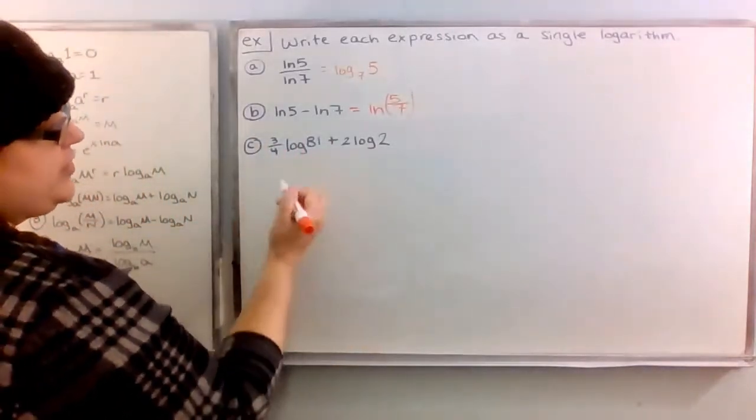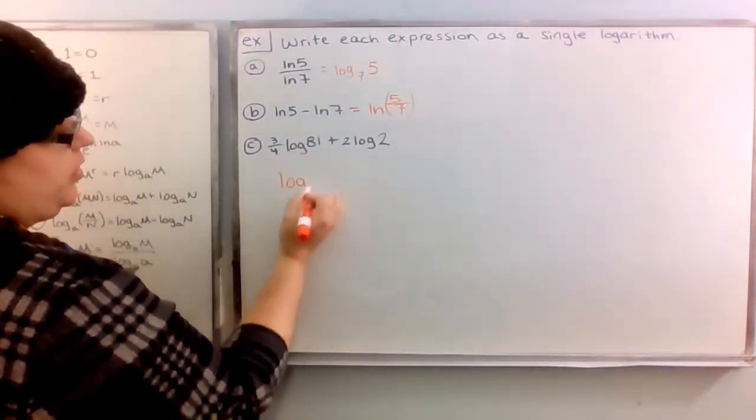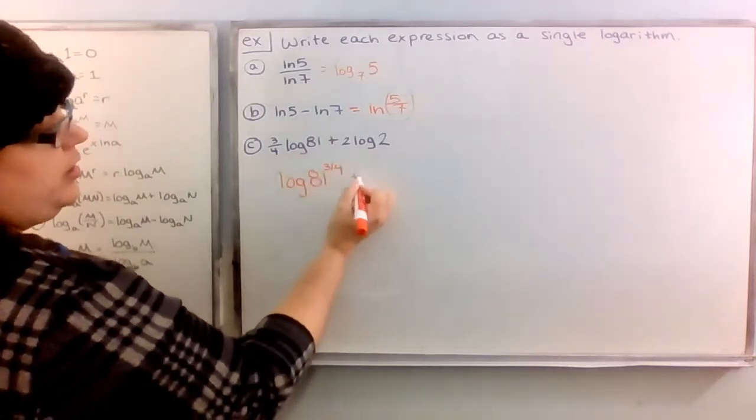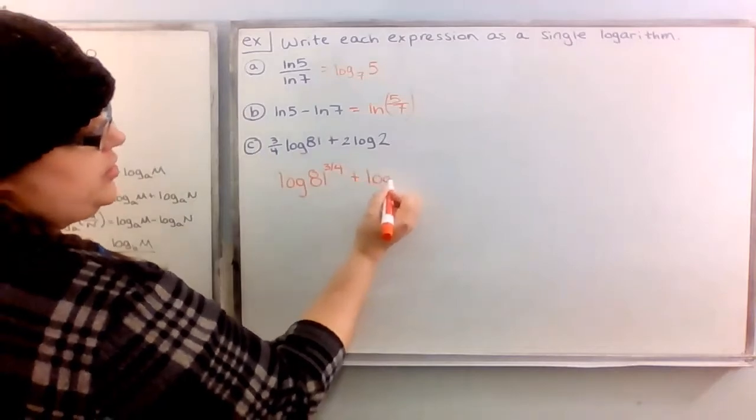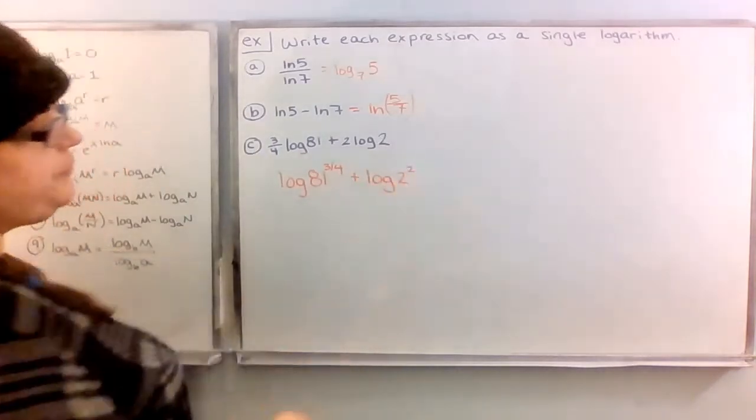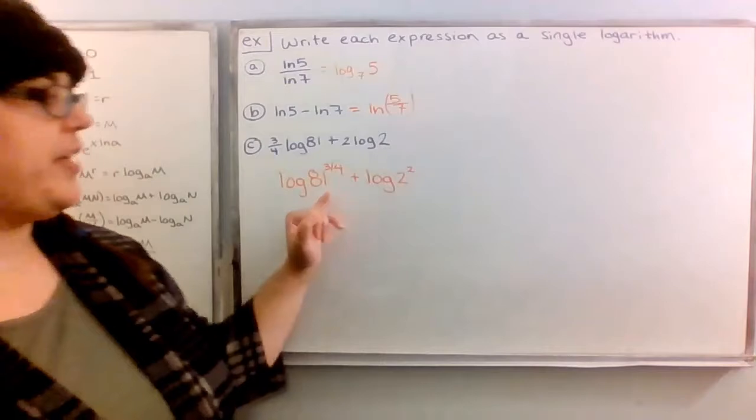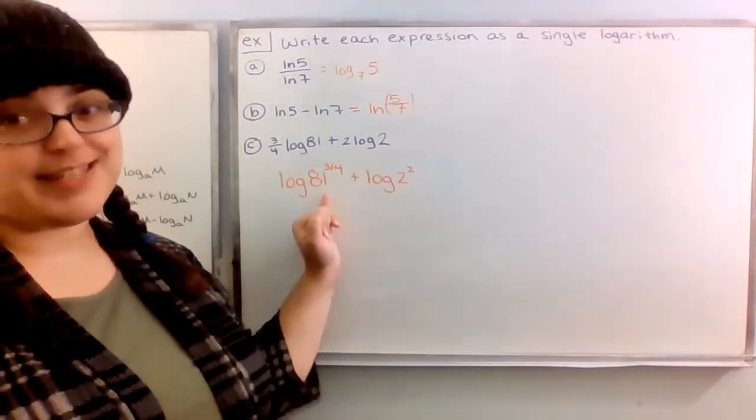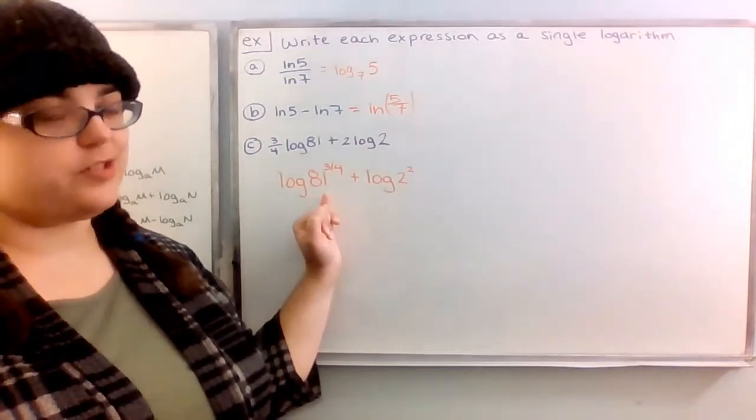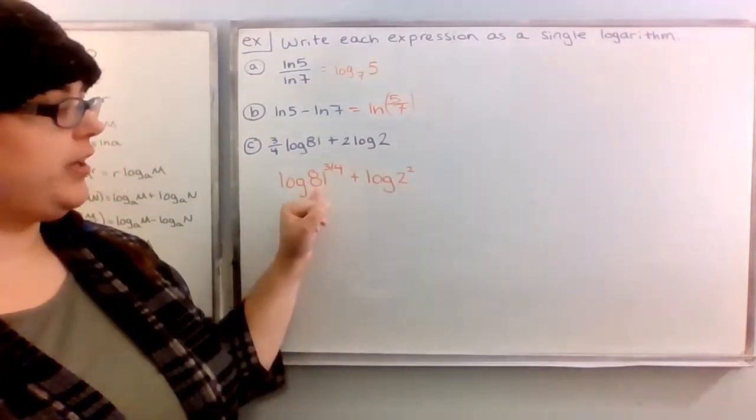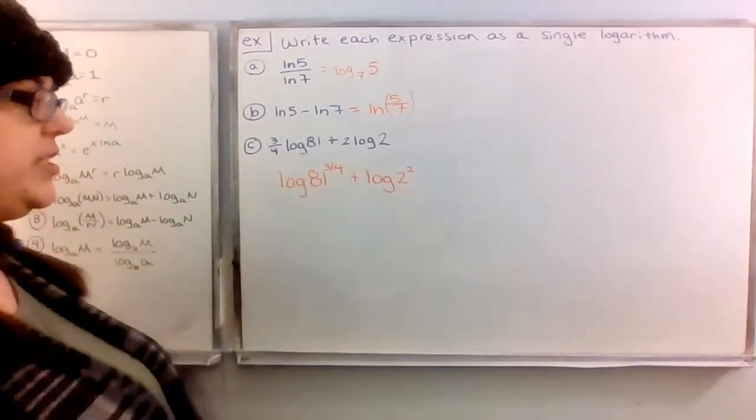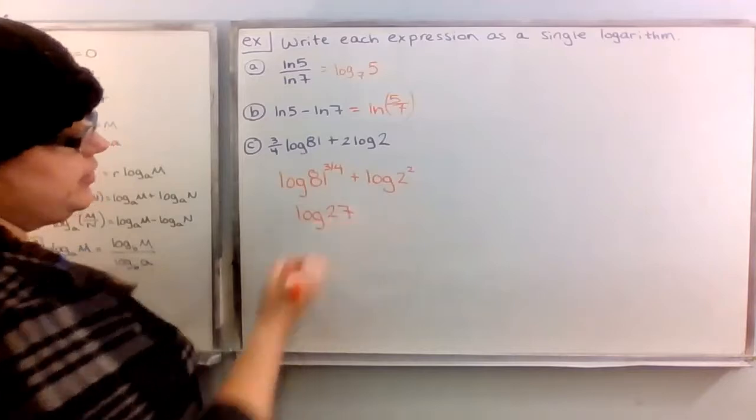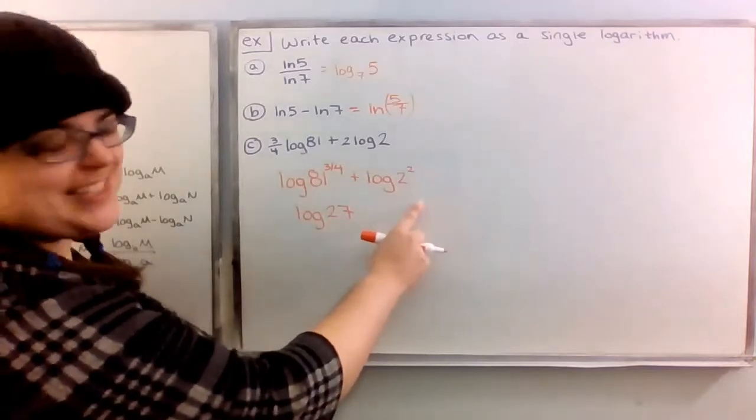I'm going to rewrite this as log of 81 to the 3/4 power plus log of 2 squared. Now remember that the 3/4 power means you could find the 4th root of 81. Since 81 is a perfect fourth, let's do that. The 4th root of 81 is 3, and then 3 cubed is 27. So this will simplify to log of 27. And then 2 squared is a lot easier, that's just 4.